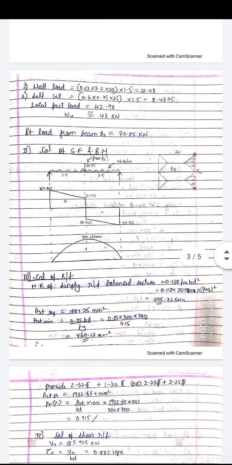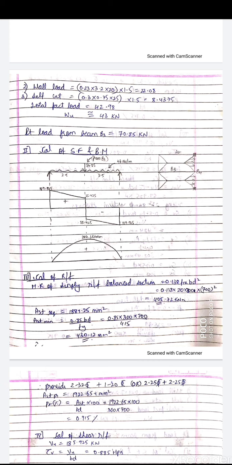So the MR of a singly reinforced section, the capacity of the section, is 405 kilonewton meter, and the moment which is acting is 387. So hence it is a singly reinforced section. It will be designed as a singly reinforced section. This step we are doing just for checking whether it is a singly or doubly reinforced section.